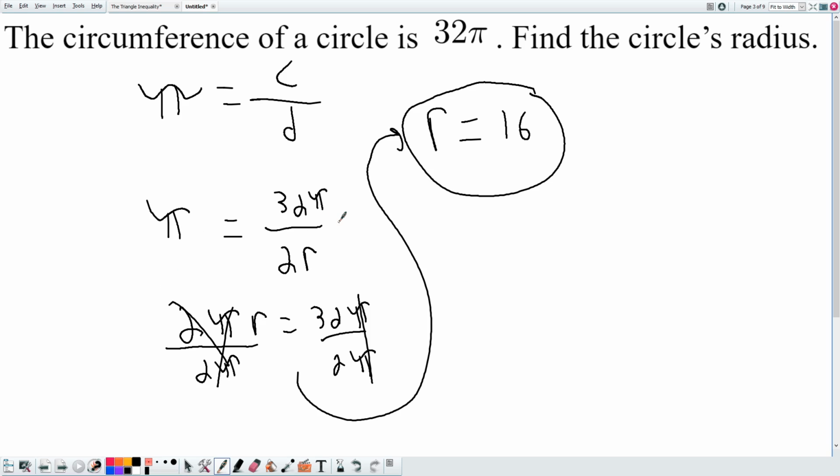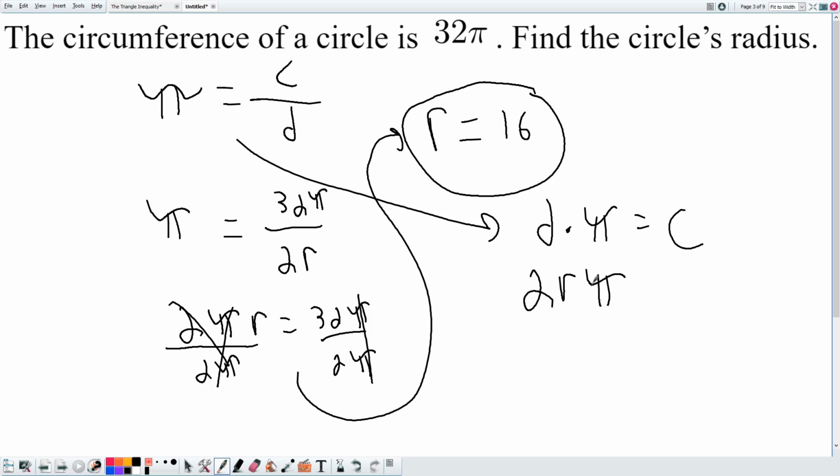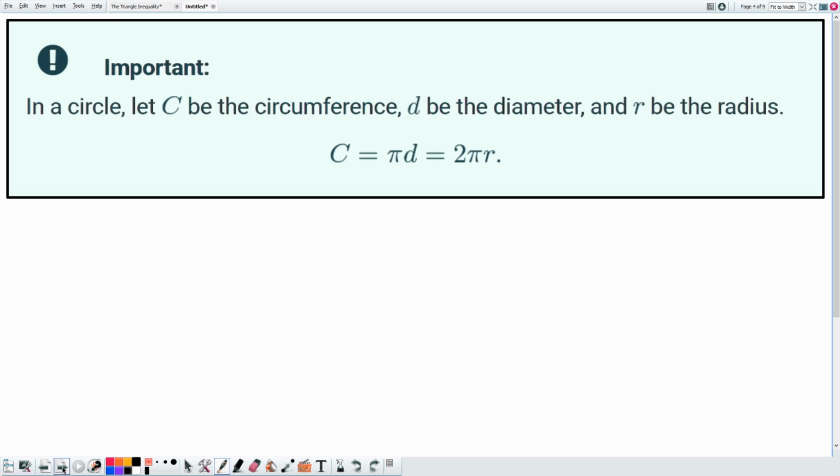And this also gives us a clue. If pi is equal to the circumference over the diameter, we can take this formula and multiply the diameter over, and we get that the diameter times pi is equal to the circumference. Or, since diameter is 2r, we have 2r times pi equals the circumference, which gets us our first formula for today. Let capital C be the circumference, d be the diameter, r be the radius. The circumference is equal to pi times the diameter, or 2 pi r. And this will be very important in our future problems.